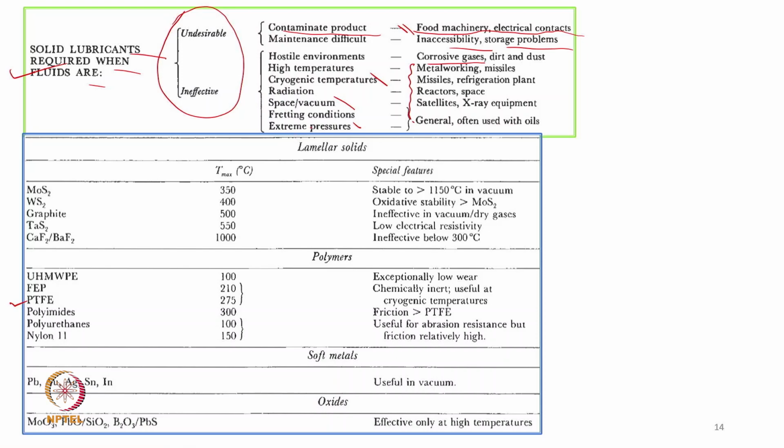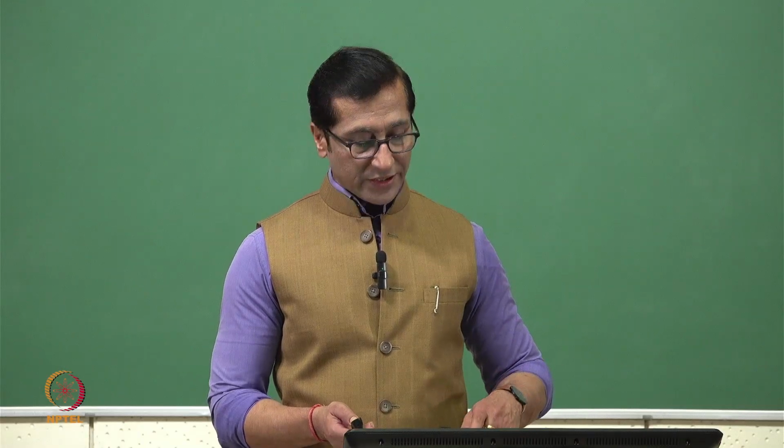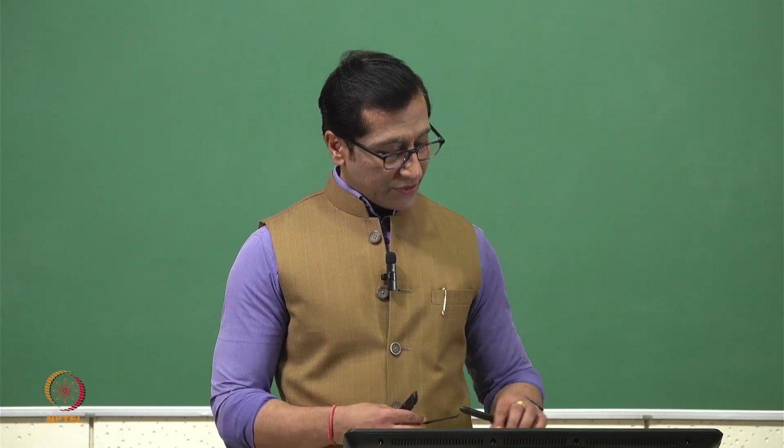Again, this has been divided into four domains: lamellar solids, polymer solids, soft metals, and oxides. However, sometimes people have used ceramic as a separate coating instead of oxide. So it depends on different authors. Neil has divided them into these four categories, and I find this also very good.